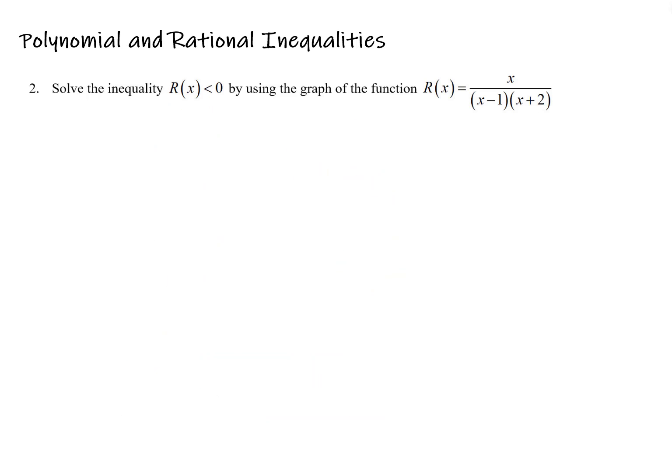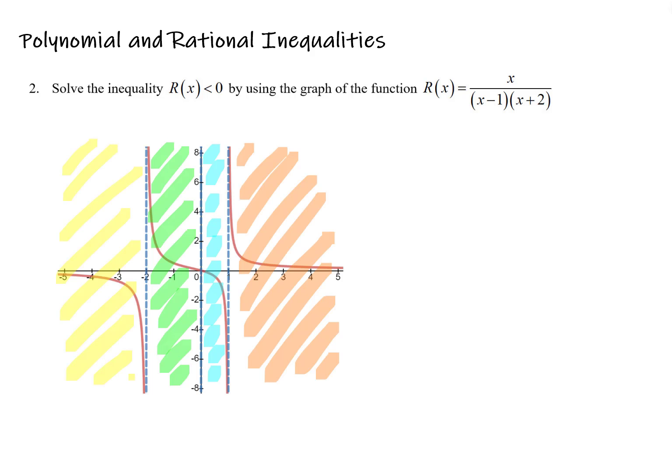Question number 2 asks us to solve the inequality by using the graph of the function. Now the function equation that they gave us has one factor in the numerator, so that means we have one x-intercept, and we have 2 factors in the denominator, meaning that I have 2 vertical asymptotes. Because of this, I should know that there's going to be 3 lines separating my graph into 4 different regions. So here's our graph. I've highlighted the 4 regions so you can see them.